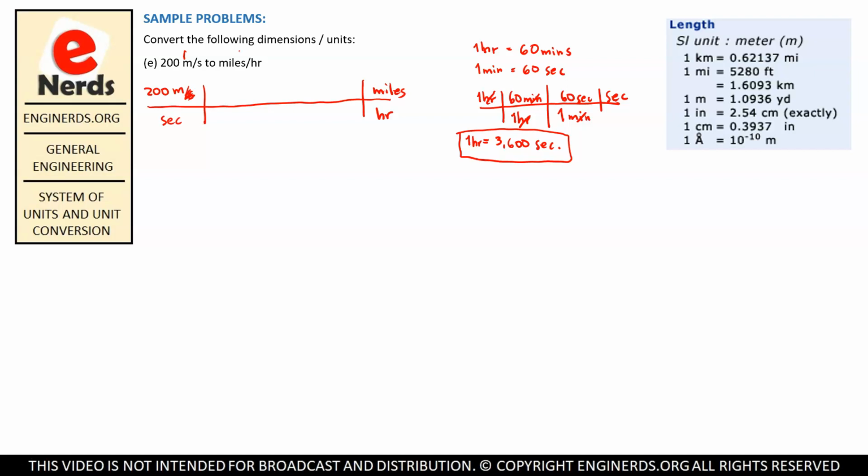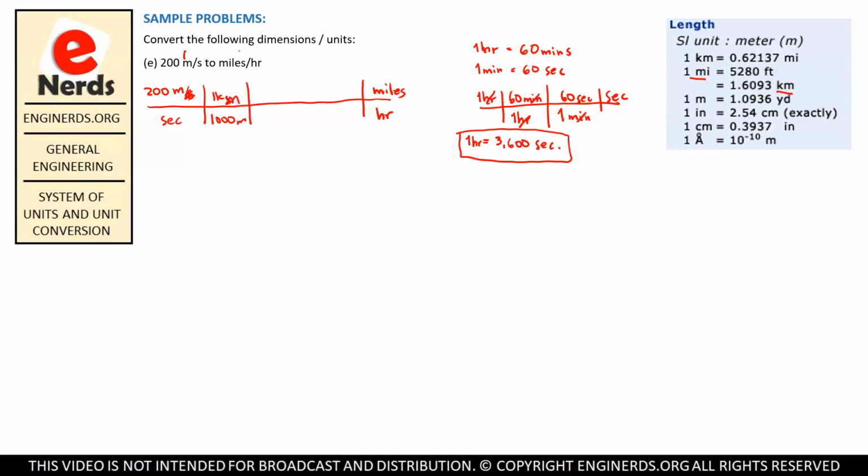So, we have 200 meters per second. Okay, so kailangan yung meters natin is ma-convert natin sa miles. So, paano natin gagawin yon? We have here 1 mile kung ilang kilometers. So i-convert muna natin yung meters natin into kilometers. So, we have 1,000 meters in 1 kilometer.